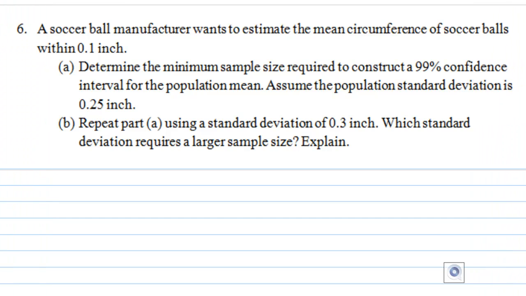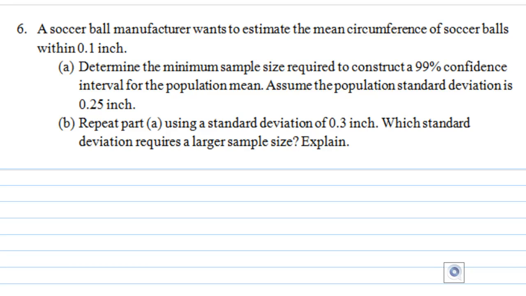This video illustrates how to choose the minimal sample size to control the error of the estimation of a population mean. The problem is this. A soccer ball manufacturer wants to estimate the mean circumference of soccer balls within 0.1 inches. Determine the minimal sample size required to construct a 99% confidence interval for the population mean. Assume the population standard deviation is 0.25 inches for part A.